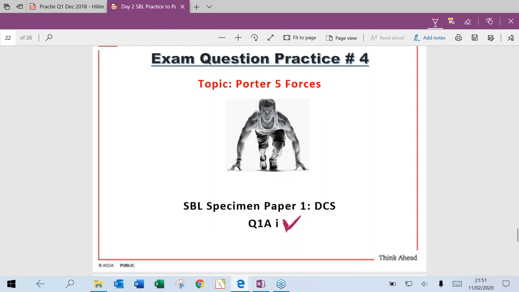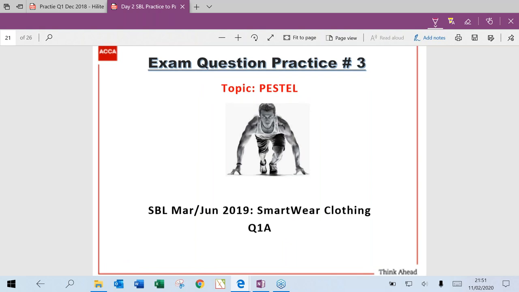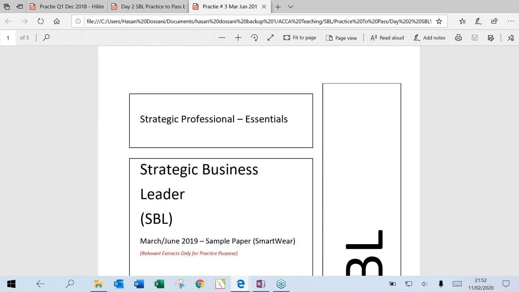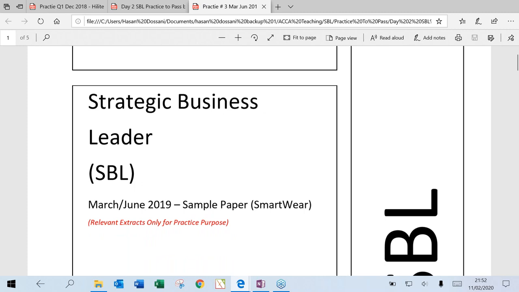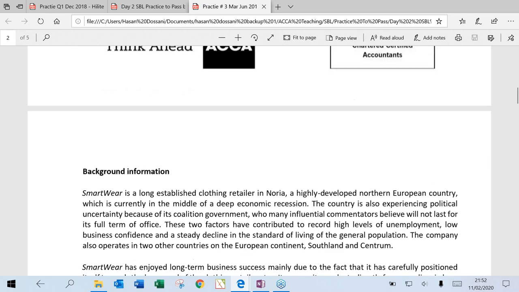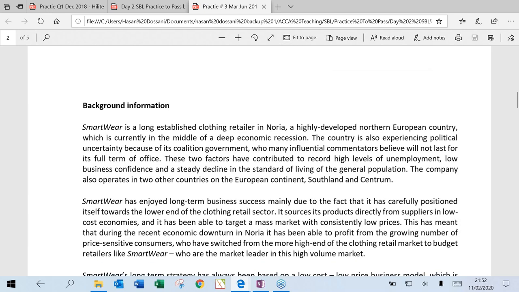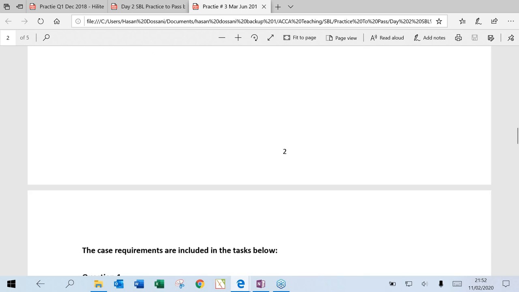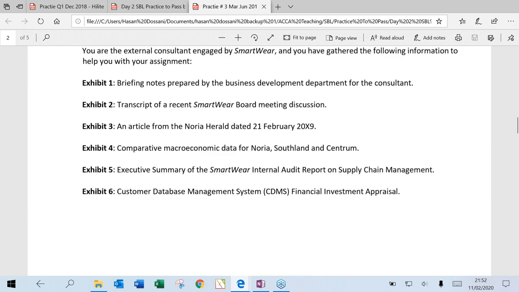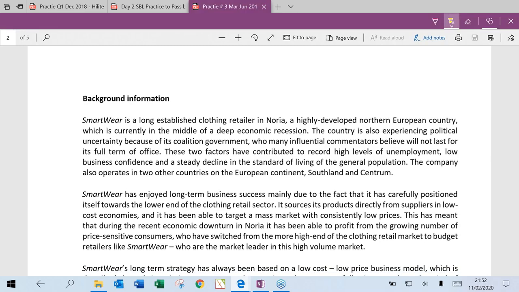so now our exam question practice number 3, topic is PESTEL, SBL March June 2019, Smartware Clothing, question number 1. Let me open exam practice number 3. Okay, that's the paper. Company's name is Smartware, so no more highlight company. So there's a background, and then the exhibits, and then the question. Okay. So let's read.